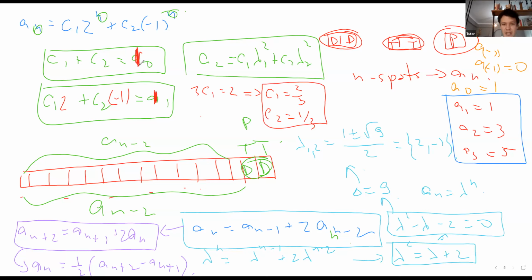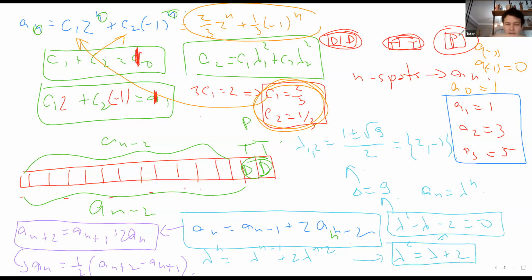So that's basically it. I got 2/3, 1/3. Now what I do is take these two and plug them in here and in here, and then I'm done. So my answer is going to be 2/3 times 2 to the n plus 1/3 times minus 1 to the n. This is my answer. Then you plug in the numbers: n equals 1, you'd get 4 times 2/3 minus 1/3, so you'd get 1, which is fine. You plug in n equals 2, then n equals 10, and you're going to get the answer, A10.